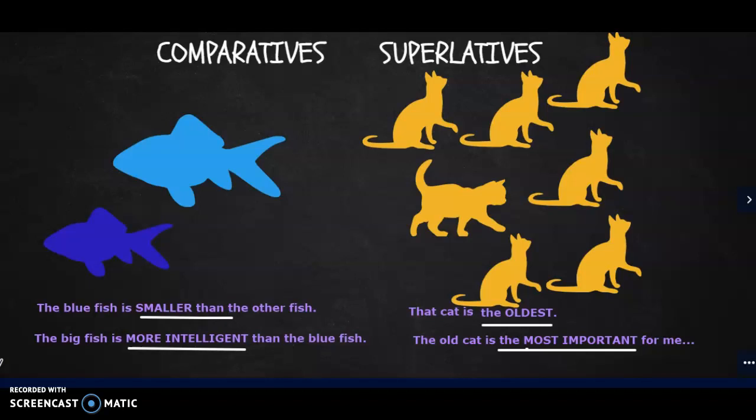First, it says, the blue fish is smaller, remember the ER, than the other fish. So we are comparing these two and that is the truth.